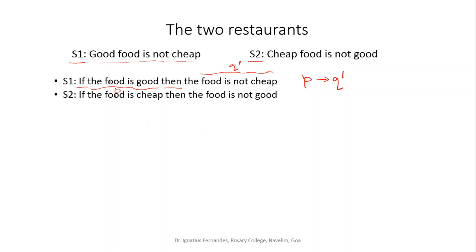The same way I have the second statement S2. S2 says that cheap food is not good. So it is the same as saying if the food is cheap, then the food is not good. So if I define P as the food is good and Q as the food is cheap, we are saying that if the food is cheap, which is Q, then the food is not good. Now P is the food is good, so the food is not good is P bar, because there is a not that is involved here.